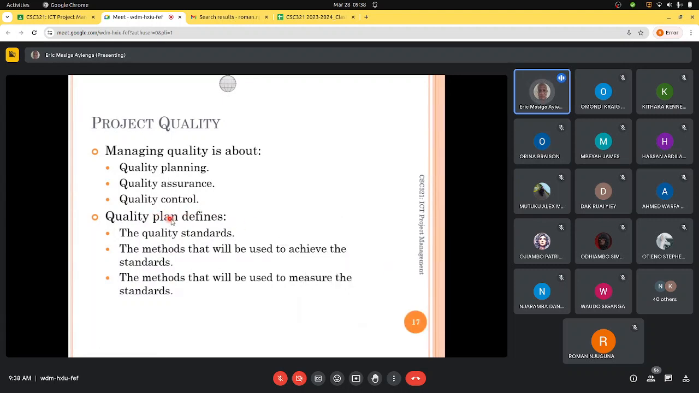So the quality plan, you must have the quality standards. And this is why when you go to the field, you need to know what the policy of the person who is employing you is, what policy they have. So the quality plan defines the methods that will be used to achieve the standards and the methods that will be used to measure the standards. So the beginning point is to define which standards you shall be using.